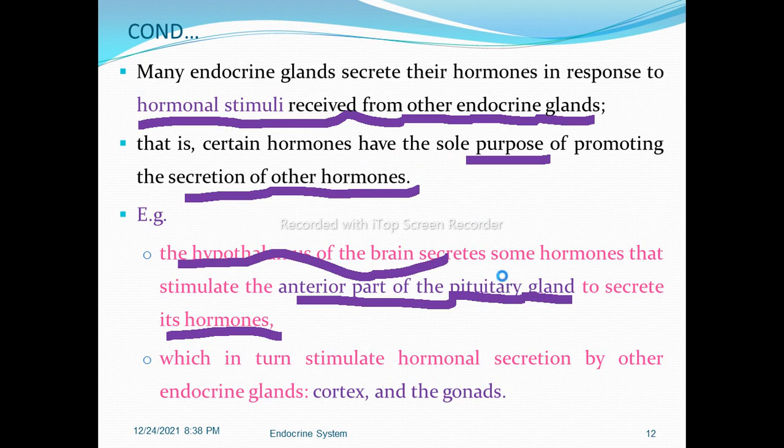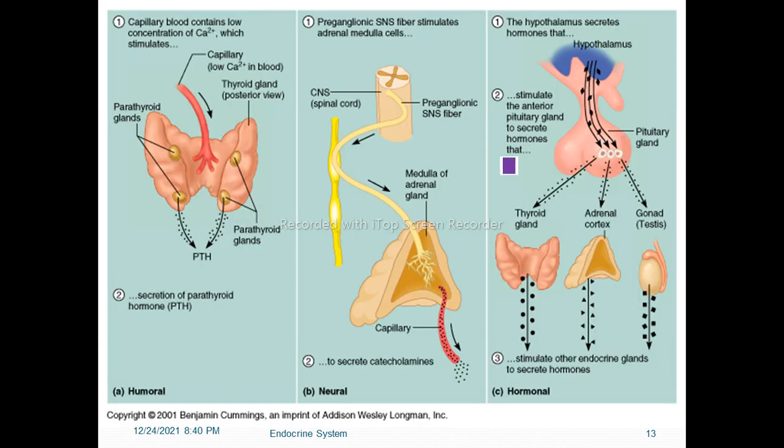Okay, hormonal stimuli. Now this is an example for humoral stimuli, like calcium level, and how low calcium level in the blood is maintained. Capillary blood contains a low concentration of calcium, which stimulates the parathyroid gland, and this is controlled by the parathyroid gland.